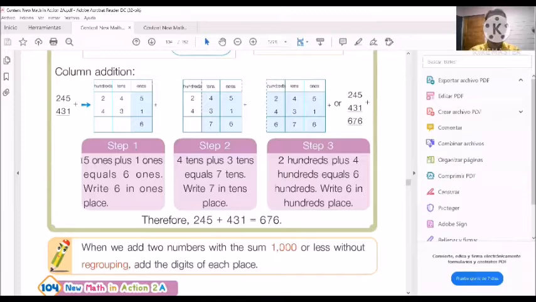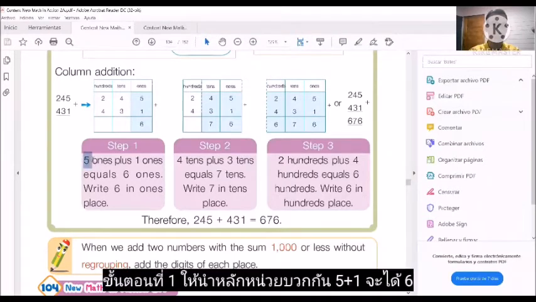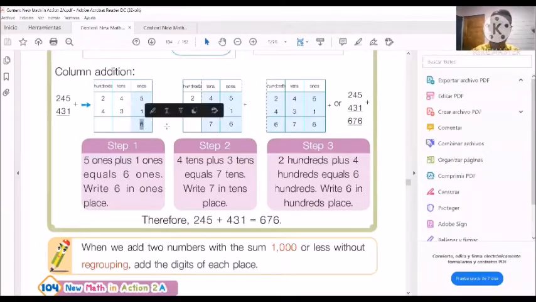Step number 1, follow my reading, please. 5 ones plus 1 ones equals 6 ones. So write 6 in ones place. Exactly, we take the 2 numbers in ones place, they are 5 and 1, and we make the addition. 5 plus 1 equals 1, 2, 3, 4, 5, 6. Okay, so you write number 6.